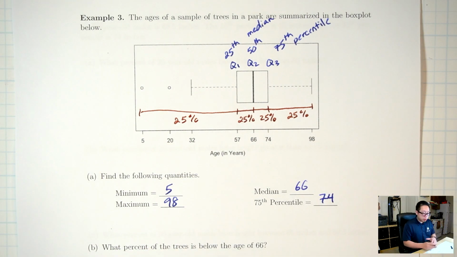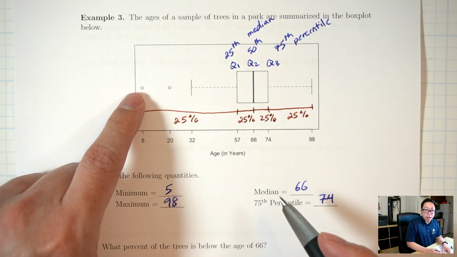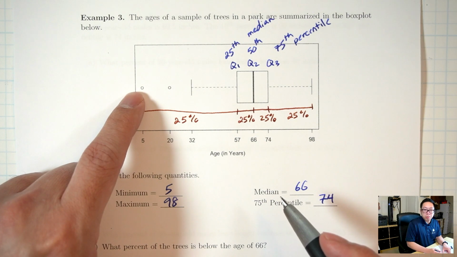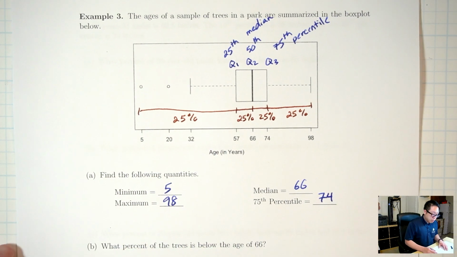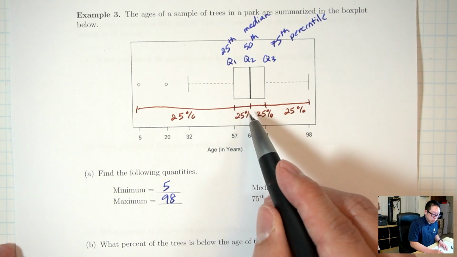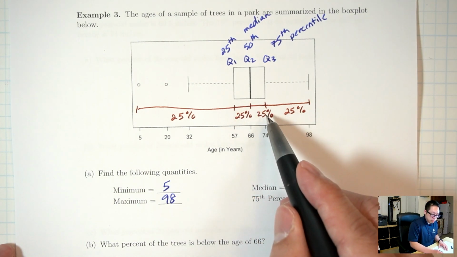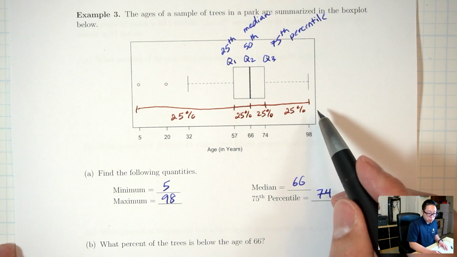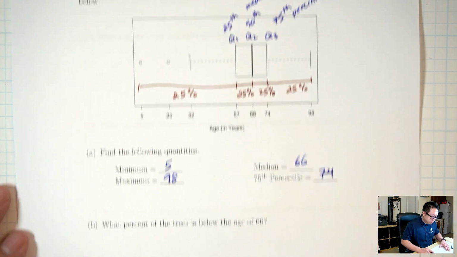Okay, so remember when you're doing this, include the outliers also. Don't just throw those away. Okay, so left side all the way to left is 25%. Q1 to Q2 25%. Q2 to Q3 25%. Right side of the box all the way to the right is 25%.